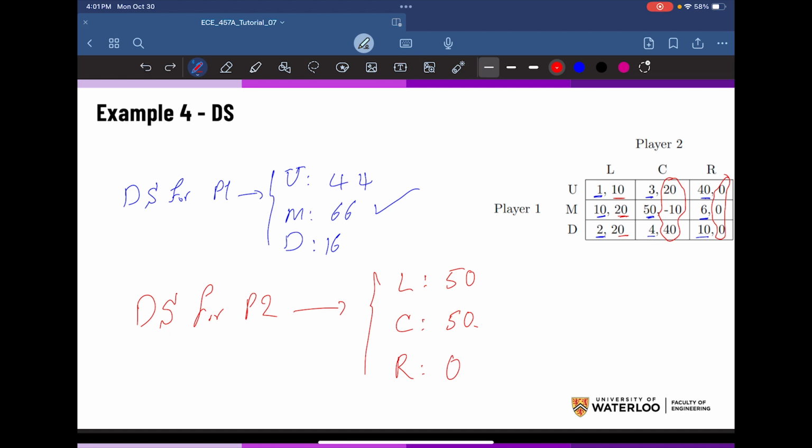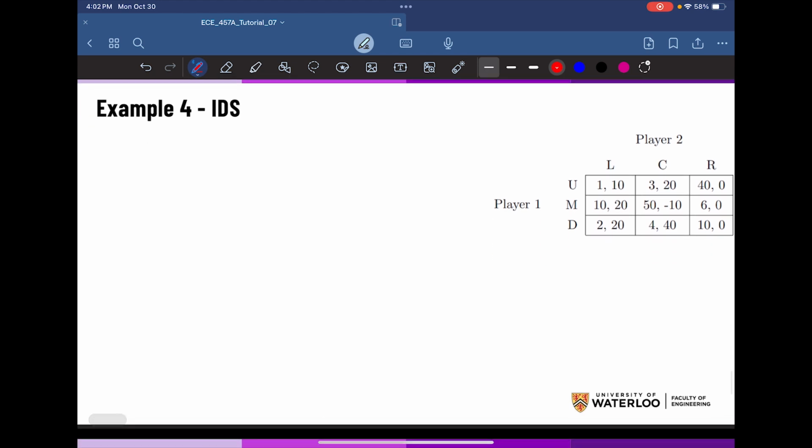So we can see that P2 has no dominant strategy. So P2 has no dominant strategy. Let's use IDS. See which one is the equilibrium point or equilibrium strategy.